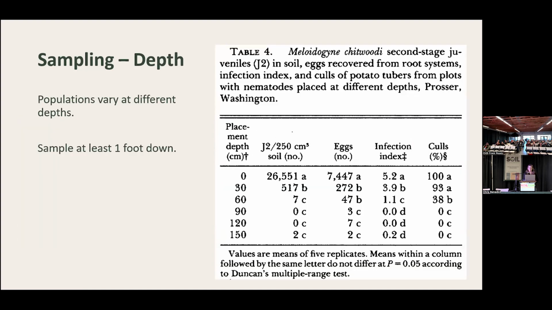Okay, sampling depth. Your population numbers may just vary at different depths. This table shows the different populations of the Columbia root knot nematode and its eggs at different depths. For context, 30 centimeters is about a foot. So we can see that the majority of nematodes and their eggs are within this 0 to 30 centimeter range, and you want to make sure that's what you're collecting in your soil sample. So you should be going at least 1 foot down and near the roots of your plants because this is where they're likely to be.